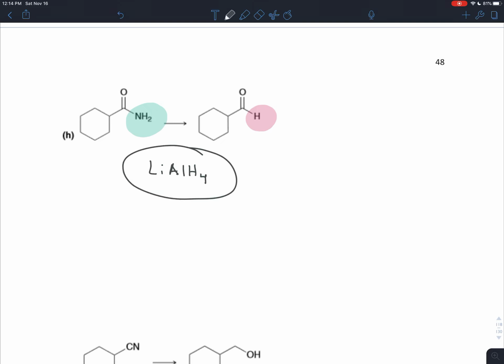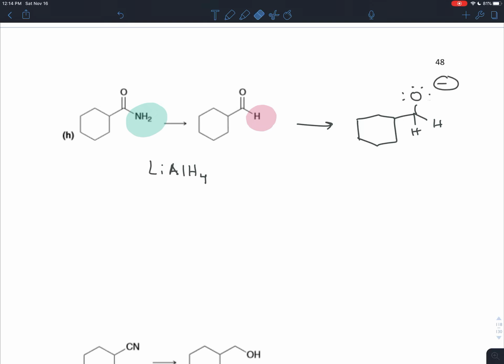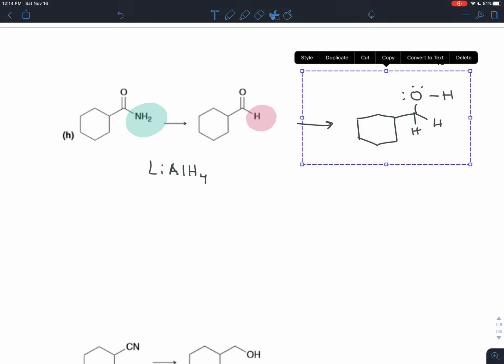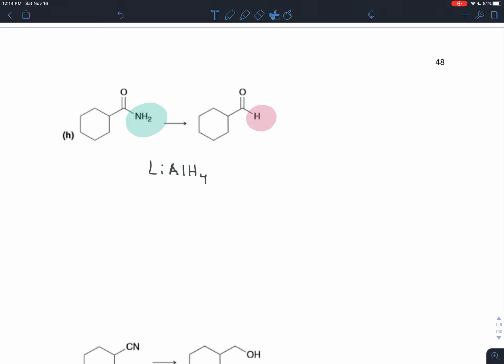The first problem is this is a strong reducing agent. This will not just stop at the aldehyde. Another hydrogen nucleophile will attack this aldehyde carbonyl carbon and reduce this down, add another hydrogen there, to an alcohol. Ultimately it would have a negative charge, but then it would steal a hydrogen from water. So you get that. Well, that's not what we want. And so we can't use lithium aluminum hydride to make that.